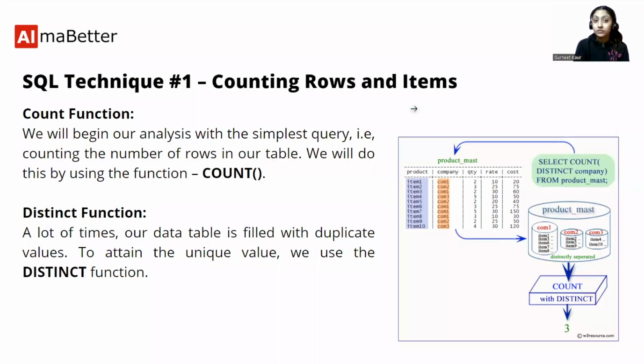Now, coming to our first technique, which is counting rows and items. The count function is used to count the number of rows that are returned in a select statement, while a distinct function is used when a table has a lot of duplicate values. To avoid that, a distinct function is used. It returns only the different values in a table. Now, let's use this technique in our tables that we just created using some problem statements.